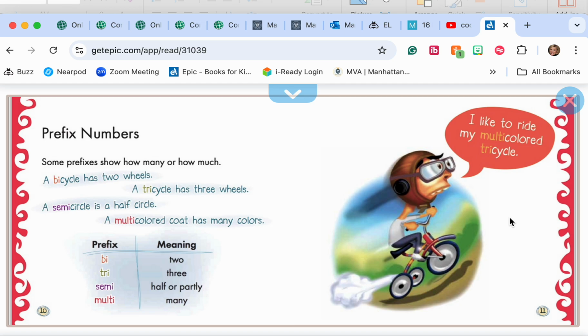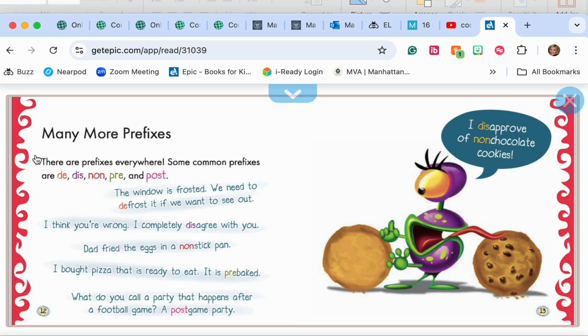So if you go to the store and you see semi-sweet chocolate chips, that means they're partly sweet, but not as sweet as milk chocolate. We also have multi, which means many. So you might see multi-grain Cheerios in the cereal aisle. Multi means many. So multi-grain means many grains. There are prefixes everywhere, and some common prefixes are de, dis, non, pre, and post.